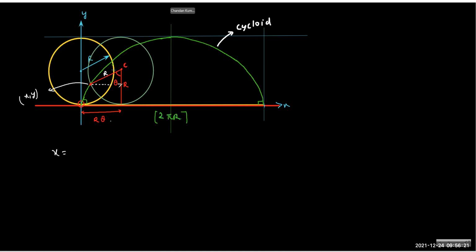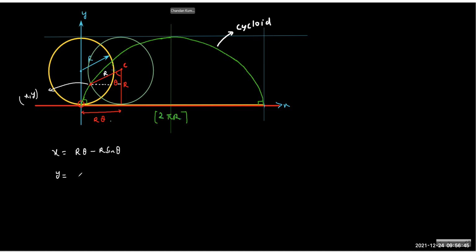So what did you ask? Can you please repeat? What is the x and y coordinate in terms of r and theta? I want the answer of x and y coordinate. Theta minus r cos theta. Yes, sorry, r sin theta. Correct. Very good. So this is r theta minus r sin theta. Very good. So what is the y coordinate?